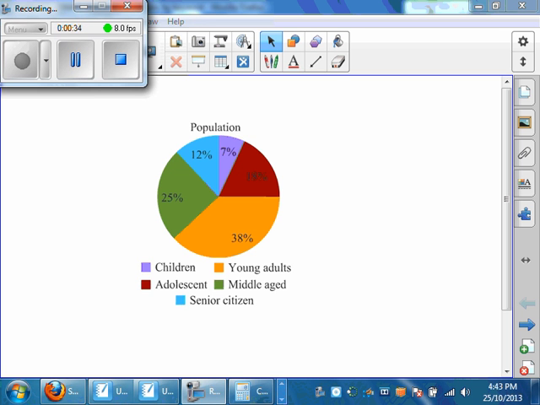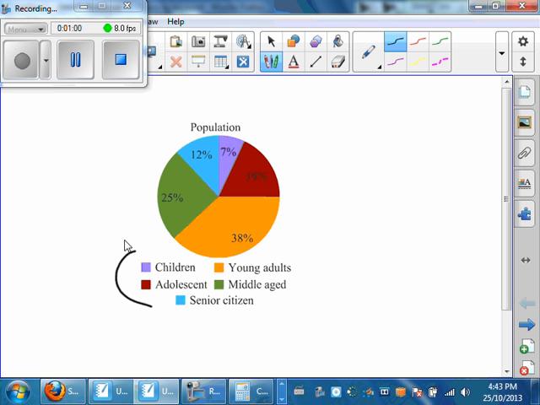So what we've got here is a very simple circle graph on a population. Sometimes it's referred to as a pie chart, and this is a visual representation of 100% of the population. They broke down that 100% of the population into smaller chunks to show how much of the population is represented by groups of different age people.